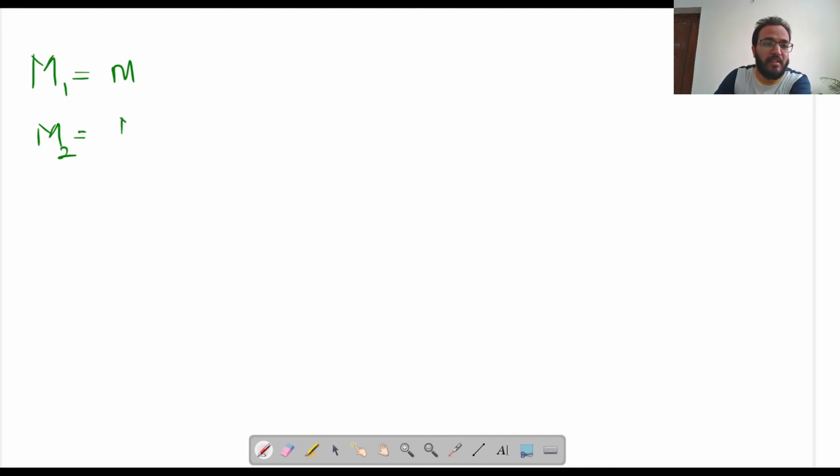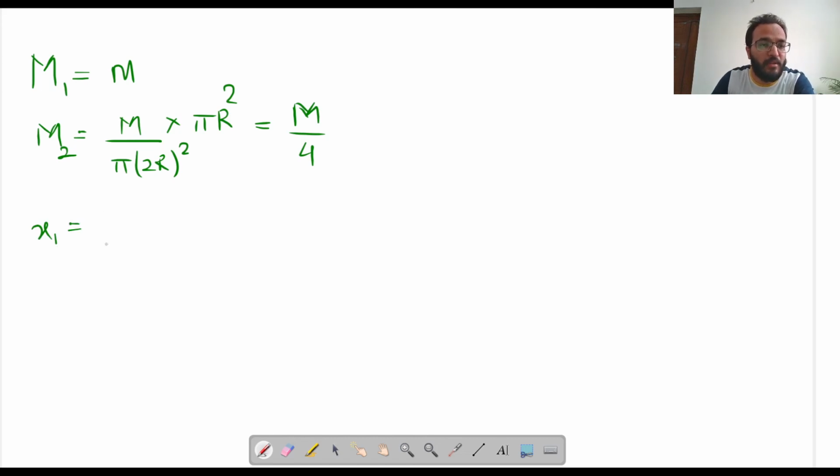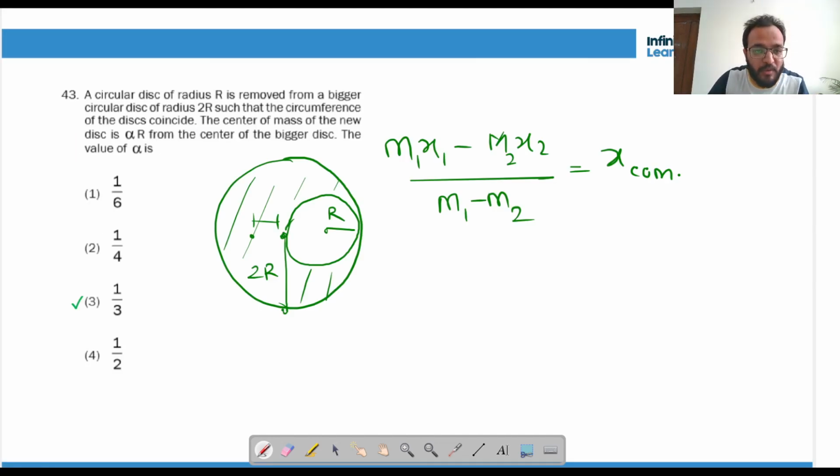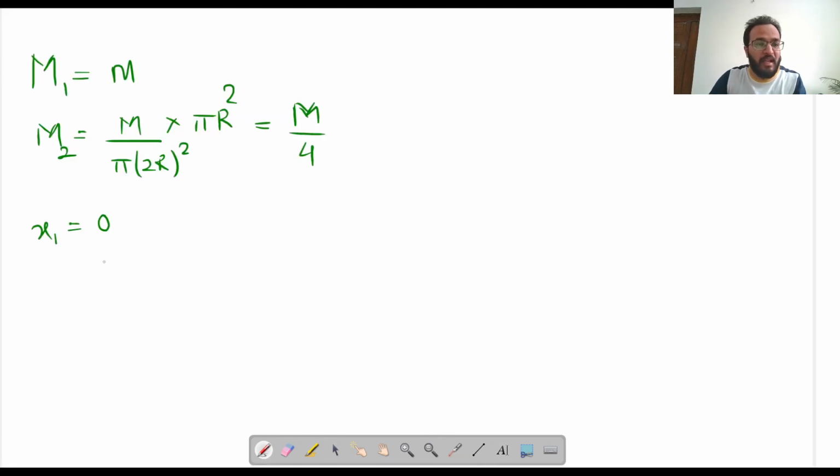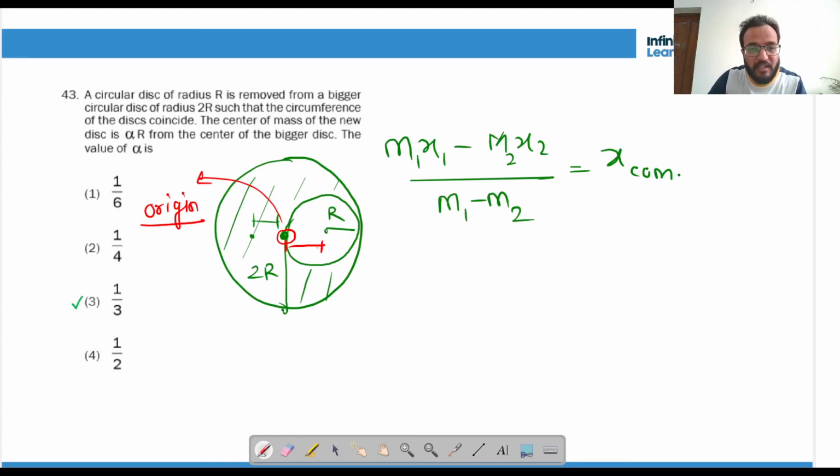The removed mass is M upon the total area, that is pi into 2r whole square, into the area of the removed portion, which gives the mass of the removed portion as M by 4. Now let's say the center of mass of the bigger disk is at its center only, which we consider to be the origin. So x1 is 0 and x2, the center of mass of the removed portion, will be r, because its center of mass is at this distance r.